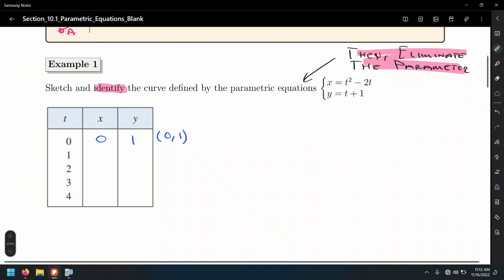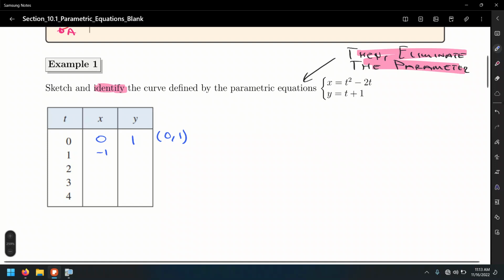Let's see what happens after, at t equals 1. And in this case, again, we don't know whether these t's represent seconds, minutes, even years. That doesn't matter for now. We don't have any actual, any physical context. So let's see. t equals 1. That is 1 squared, which is 1, minus 2 times 1, which is negative 2. 1 minus 2, isn't that a negative 1?